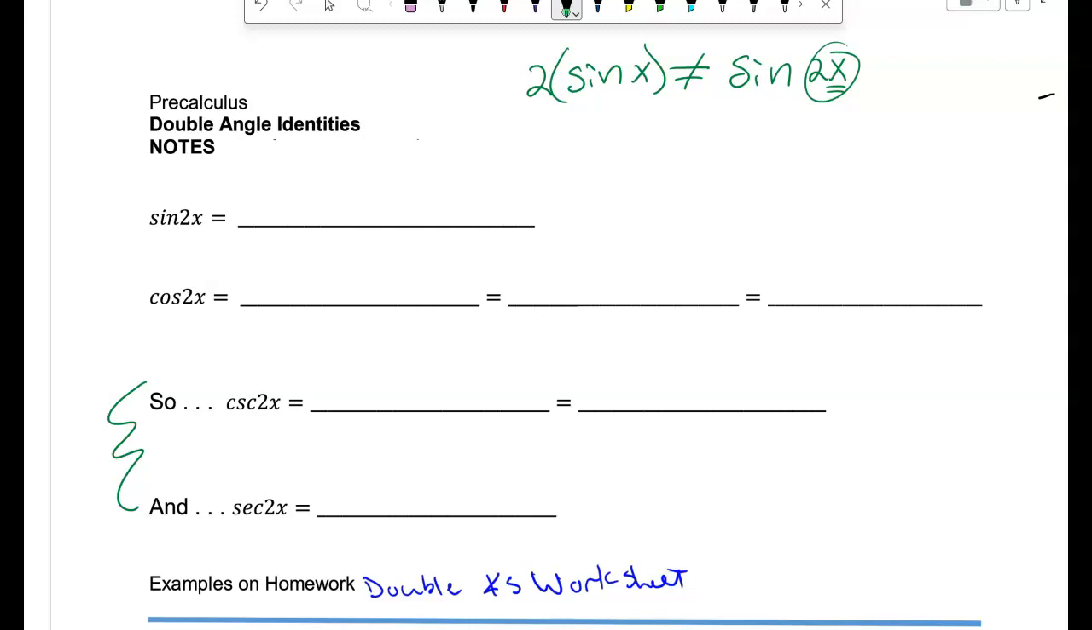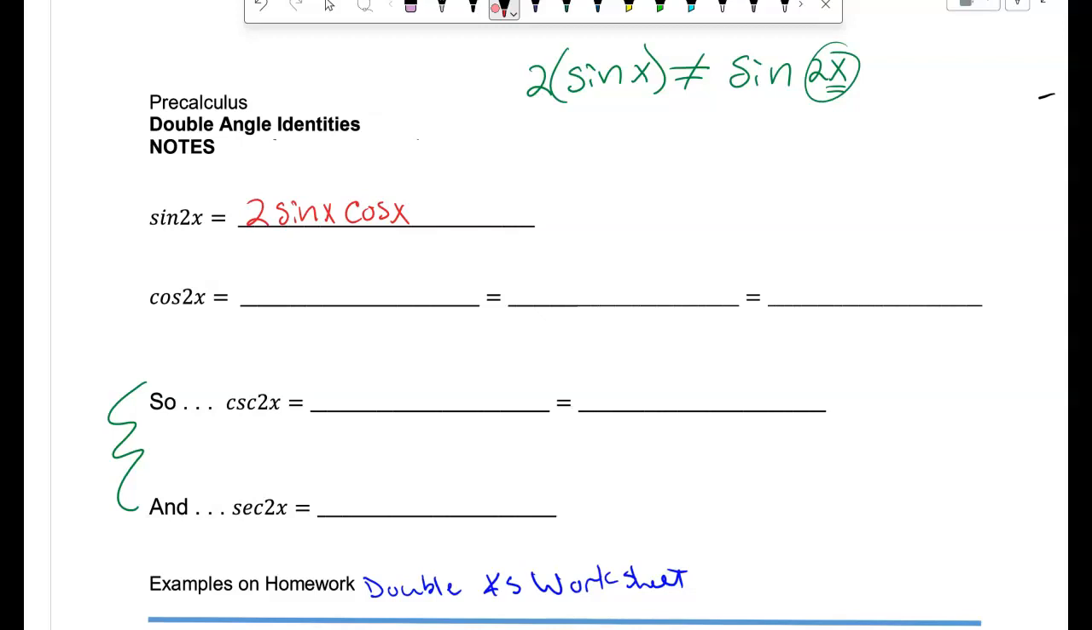Now, the first one is sine of 2x. This is one of the easier identities to memorize that we're going to get today. And I would get this one memorized as soon as possible, but it equals the following. Sine of 2x equals 2 times sine x times cosine x. So the sine of 2x is 2 times sine x times cosine x. Now, isn't that nice? There's one.